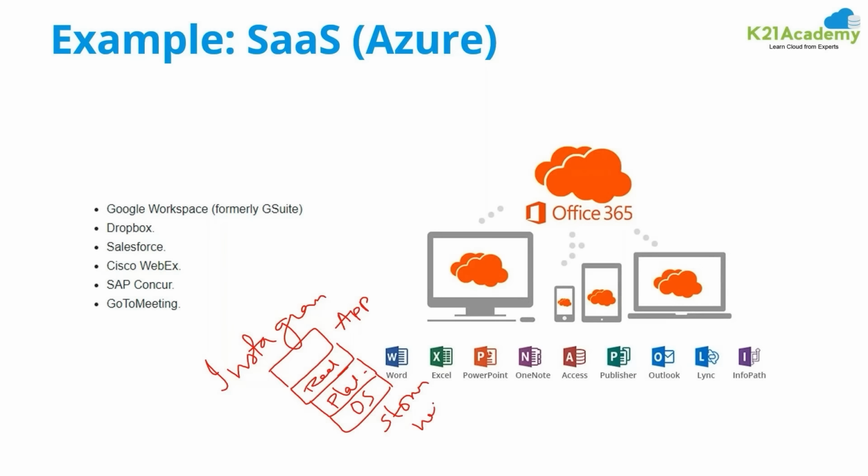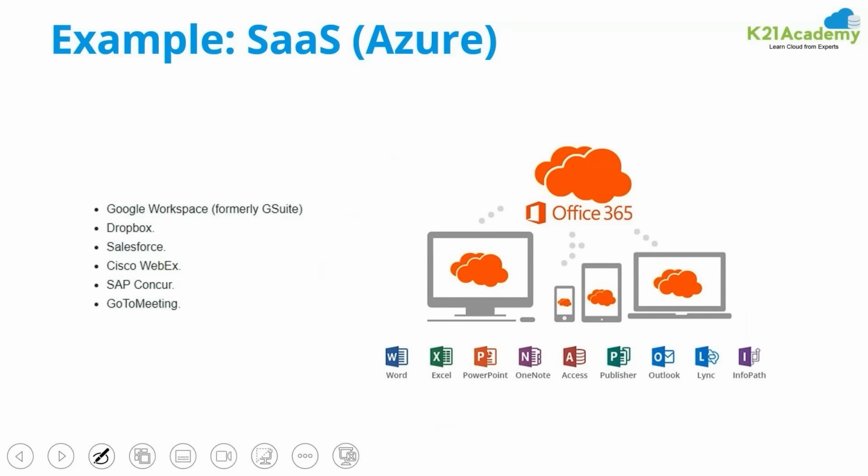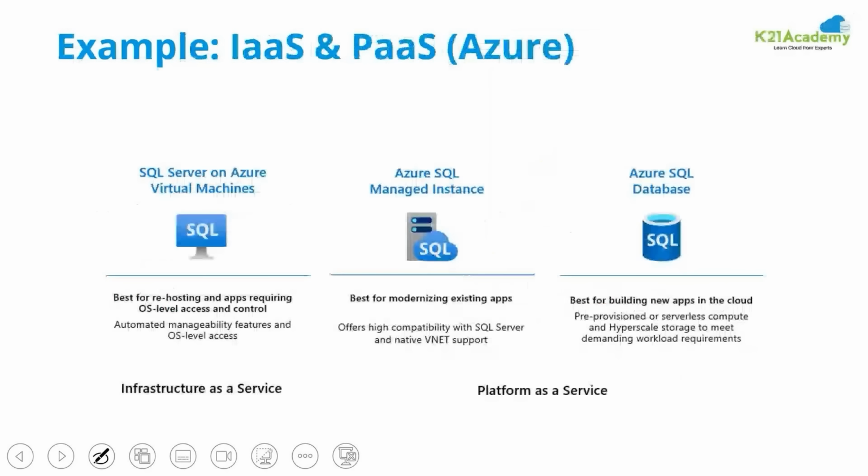How is the network configured? I don't bother about all these things. I just create my account in Instagram and I'll start using it. Everything else will be managed by the cloud service provider. Then it is known as SaaS, software as a service. All these services are basically your SaaS offerings, software as a service.